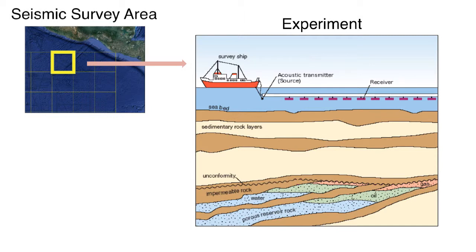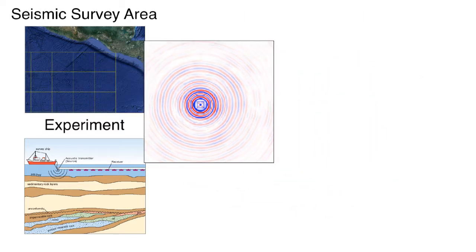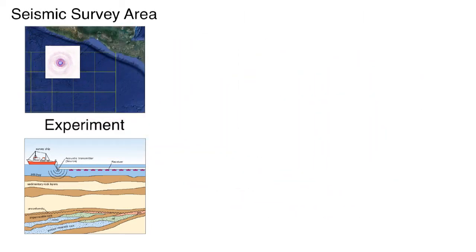In each experiment, the source generates a seismic wave that travels through the Earth's surface. When the wave encounters a boundary between two different materials, part of the wave is reflected back towards the surface. Each receiver on the surface detects the reflected wave and records the time when it arrives. The measurements collected from the receivers yield a shot image, which is the result of the experiment. Geologists use these shot images to deduce the composition of the seabed, including whether or not it contains oil.